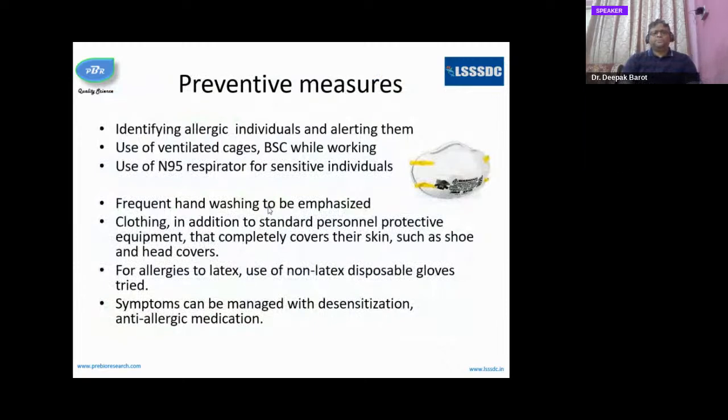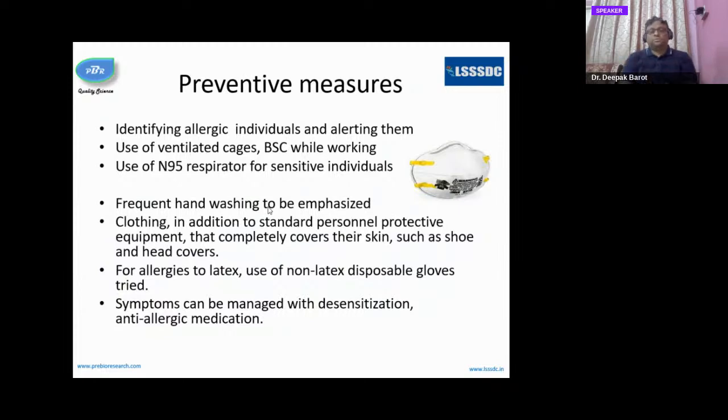What are the preventive measures? Again, as you have seen, the most dreadful disease in today's scenario is COVID. But there are preventive measures which you can take, and you can still avoid infection from COVID, at least avoid getting exposed to it. In the same way, you can also avoid exposure to those allergens just by using knowledge. First of all, you should know which species you are handling and the conditions where you are working. Use ventilated cages, use your mask, personal protective wear, frequent hand washing, and proper clothing.